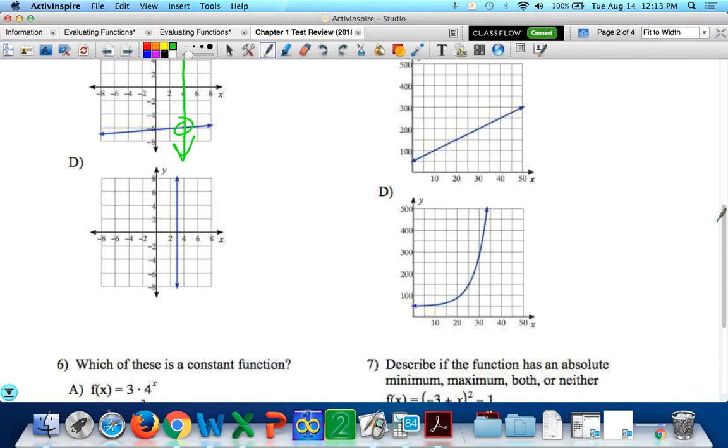Now, D is a vertical line. And if I draw a vertical line on this exact spot, it actually hits the graph an infinite amount of times. It's always hitting it. Okay, always, always, always. Well, anything that hits more than once is not a function. So when it hits an infinite amount of times, it is clearly not a function.